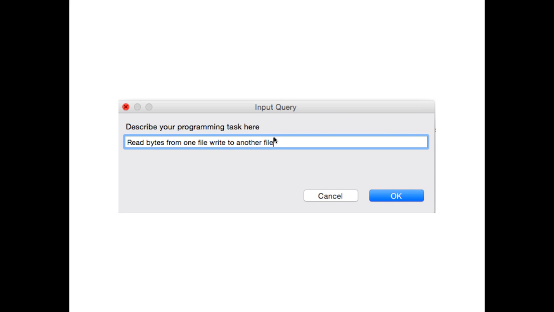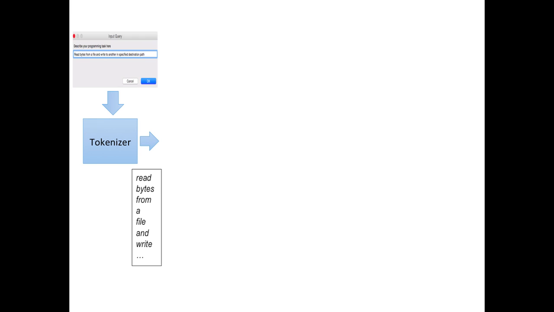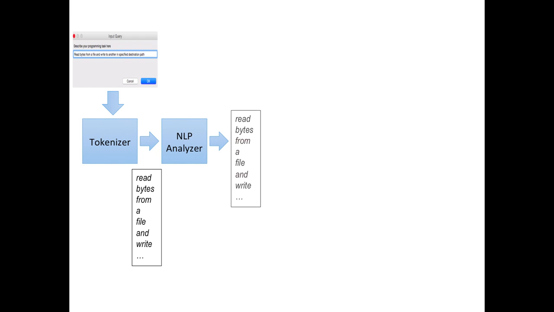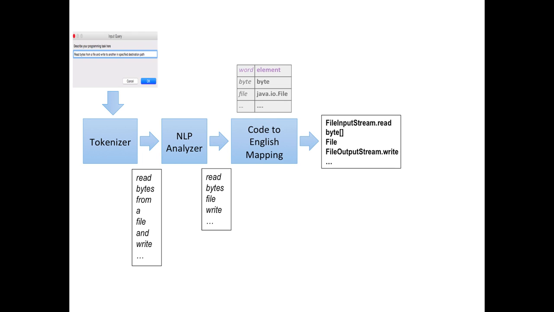So again, you write what you want to do. We want to read bytes from one file, write them into another. When we hit OK, this gets put into our tool. It gets tokenized. We run some simple NLP stuff, removing stop words, finding the sort of the focus of the sentence as well. And we then use our language model that knows the mappings from English to code.